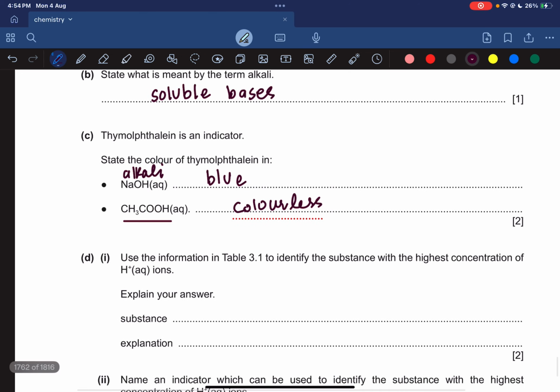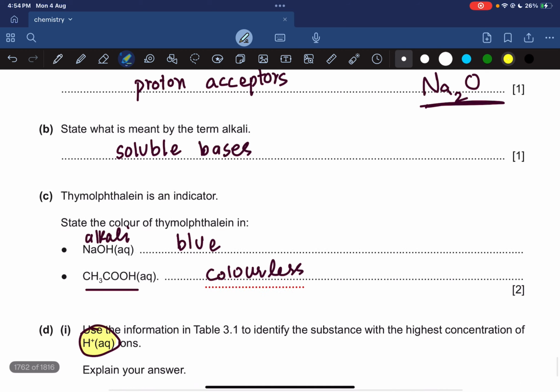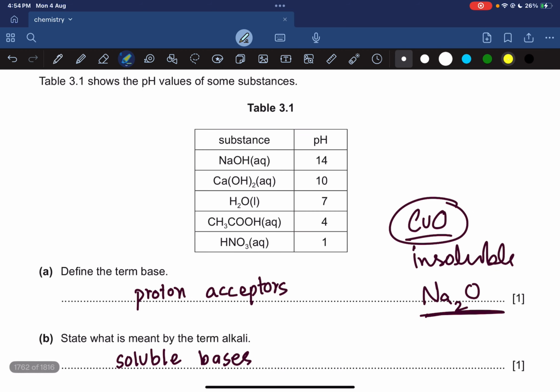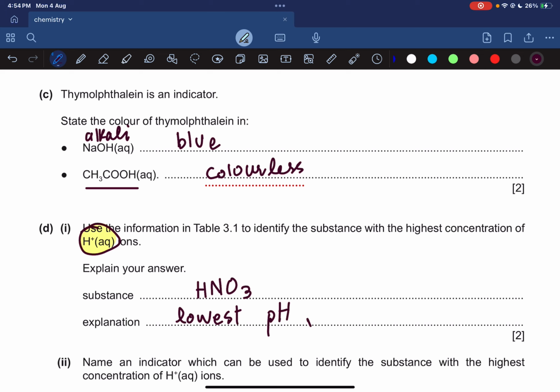Okay, use the information in table 3.1 to identify the substance with the highest concentration of H+ ions. A substance that's going to have the highest concentration of H+ ions is going to have the lowest pH, because that means it's the most acidic substance. So this HNO3 is going to have the highest amount of H+ ions because it has the lowest pH value.